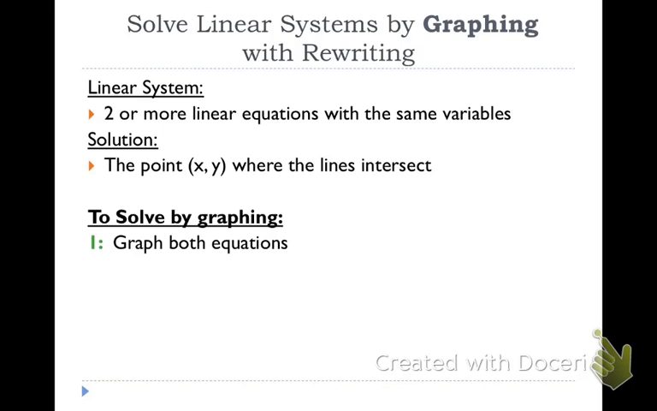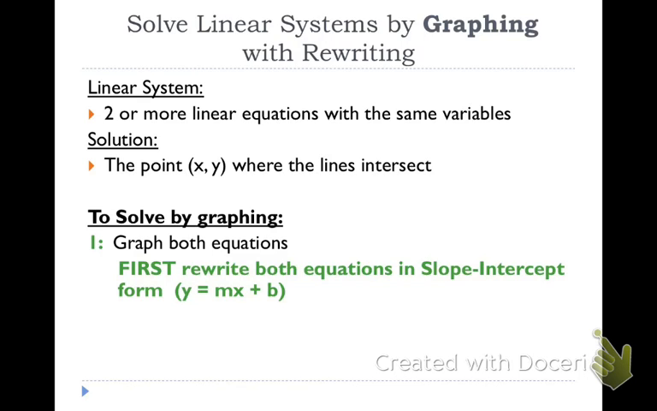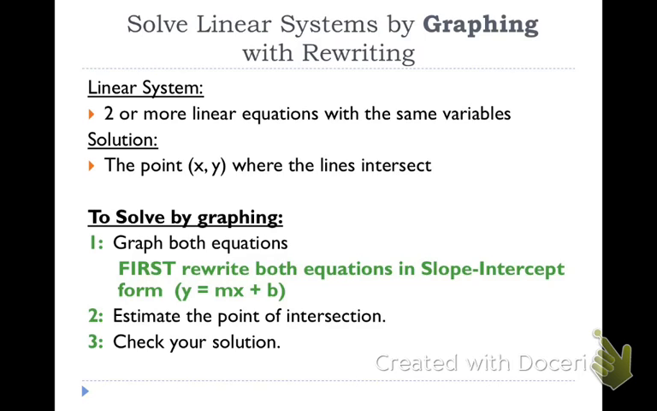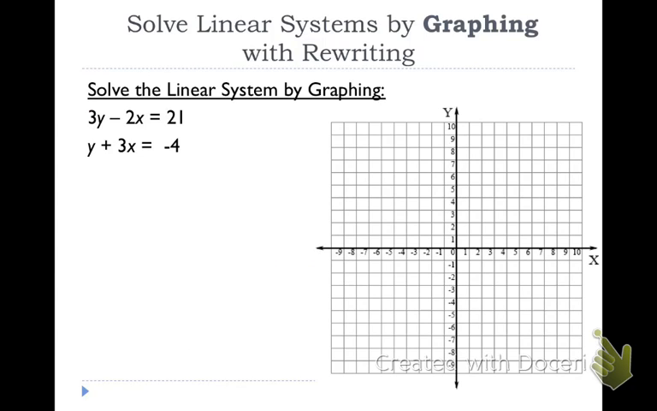But sometimes you're going to have to rewrite the equations to put them in slope-intercept form. Then you're going to estimate the point where the two lines intersect on your graph, and then you're going to check your solution by putting that point back into your equations. So let's do an example.